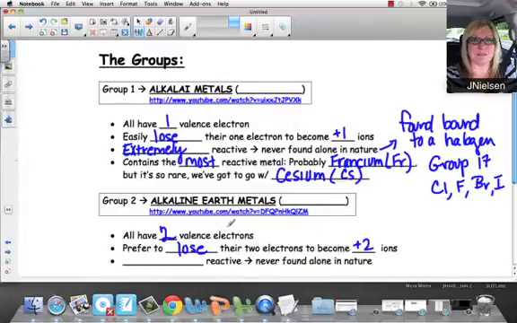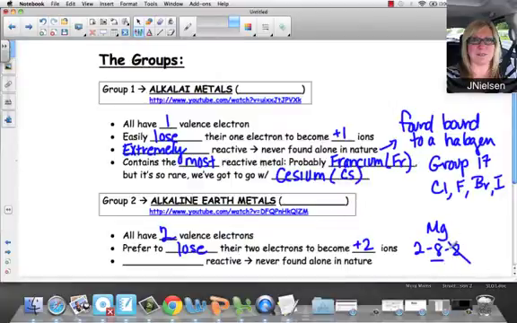So let's just take for an example 2-8-2, which is magnesium. Remember, I said that everyone wants 8 in their valence shell. So you have to look at the valence shell and say to yourself, is it easier to lose 2 or gain 6? So in this case, it's easier to lose 2. And then it'll have 8 in its valence shell.